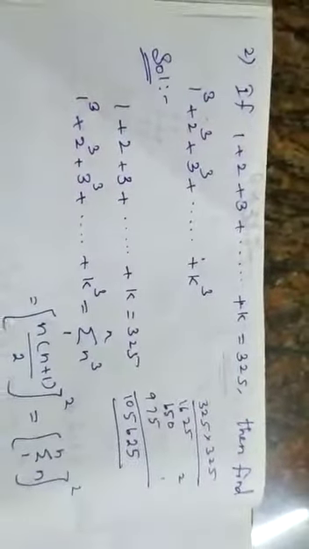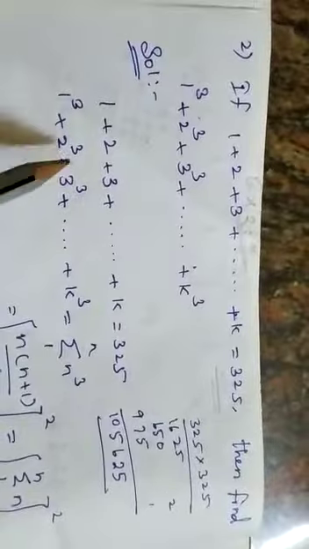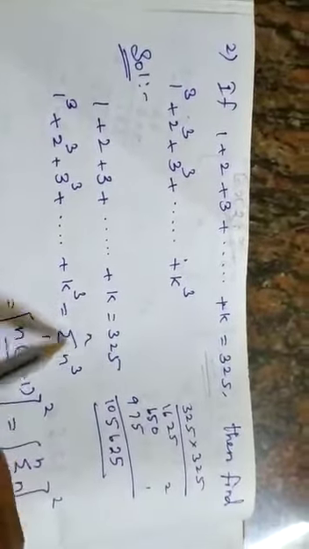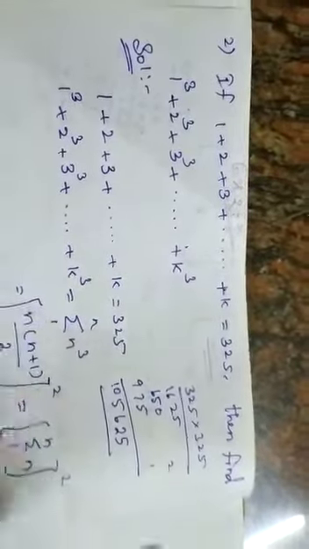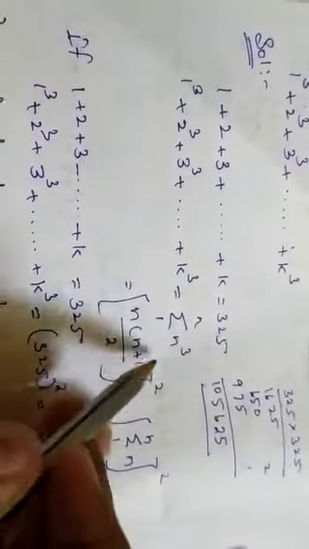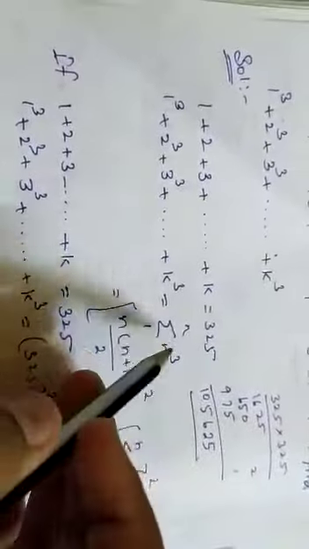You already know, 1 cube plus 2 cube plus 3 cube till k cube equals sigma n cube. You know, this is the formula. Okay, this is the formula for the sum of cubes of the first n numbers.